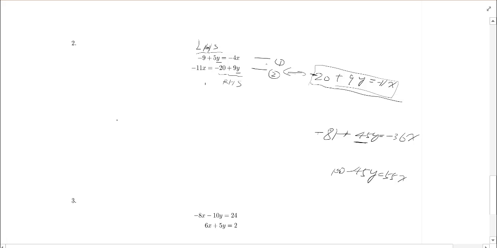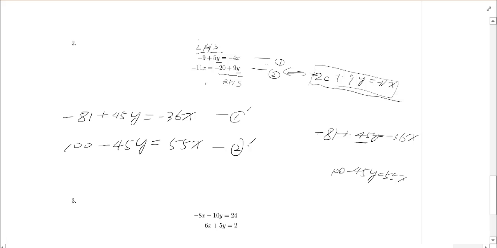Okay, so basically, why don't I rewrite them carefully? Minus 81 plus 45y equal minus 36x. This is the first equation. You can say first equation prime, it's fine, whatever you want to write. Second equation, right? Well, I'm sorry. It's minus 45y equal 50x, right? This is the second equation. You can put a prime over there, just to say it's different from the second equation.